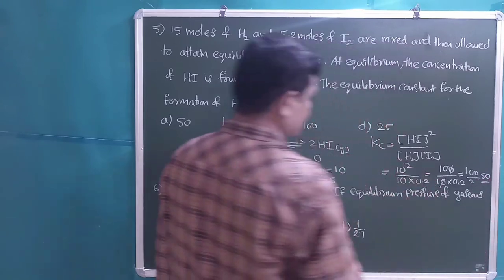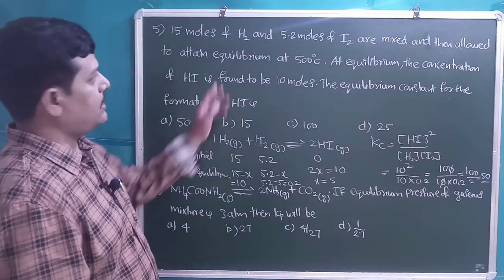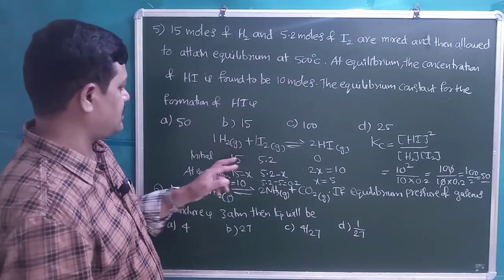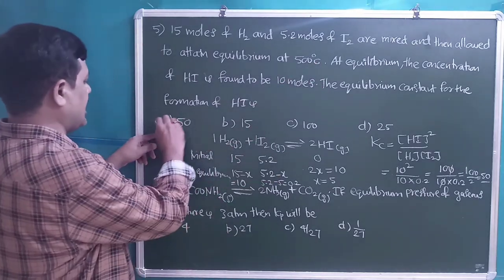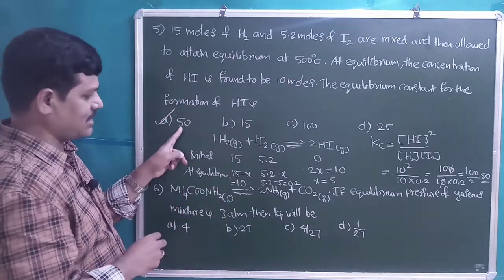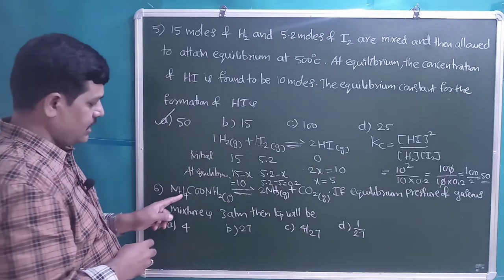So the equilibrium constant for the given reaction at the given temperature of 500 degrees Celsius is 50, which is given in option A. So option A is correct. Question number 6.